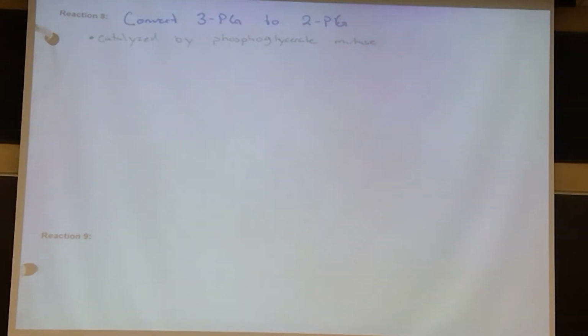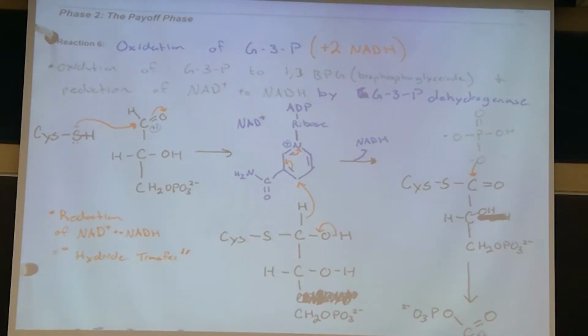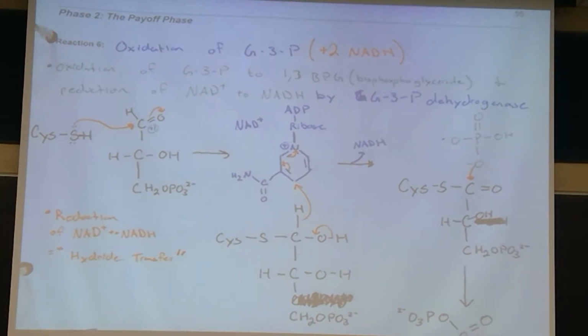Hopefully this is starting to make sense of naming conventions of these enzymes. We just talked about conversion of 1,3-BPG to 2,3-BPG using BPG mutase. Knowing that information, that we're trying to convert 3-PG to 2-PG, you could assume we're going to use another mutase, right? Phosphoglycerate mutase. Hopefully the naming convention is starting to make a little more sense.